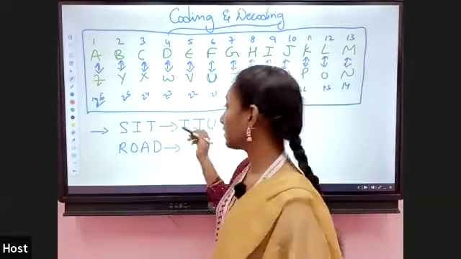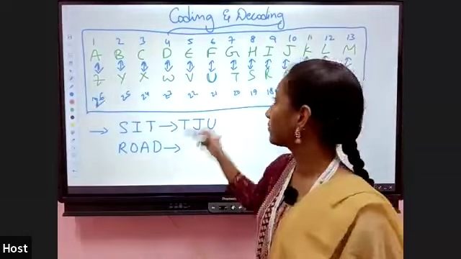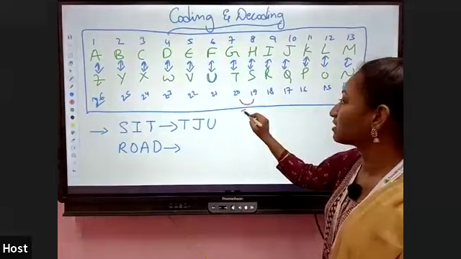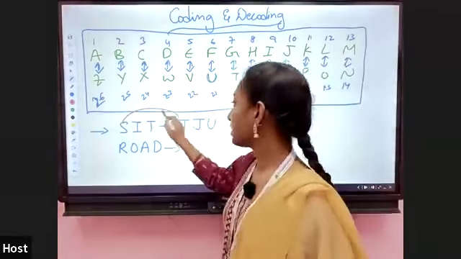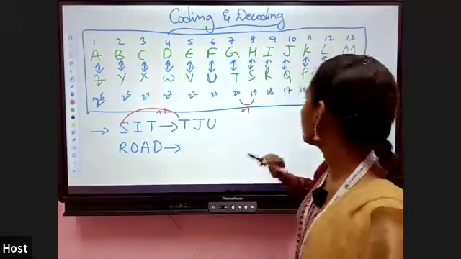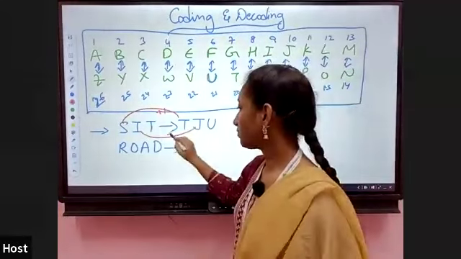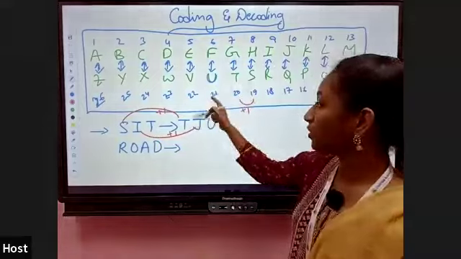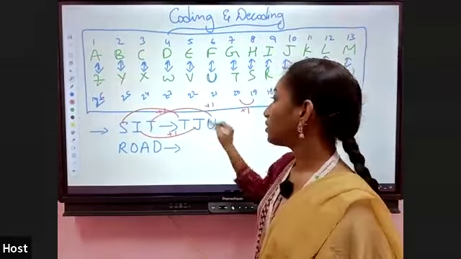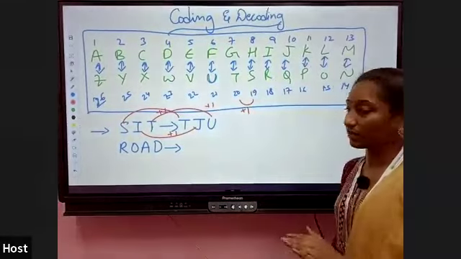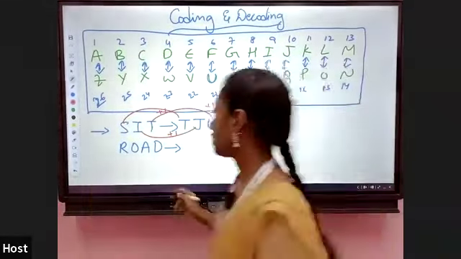So S and T. What is the relation between S and T? +1. So the relation between S and T is +1. Next, I and J. The relation between I and J is also +1. The relation between T and U is also +1. So which code did they give? +1, +1, +1. So this code you should apply in the question.